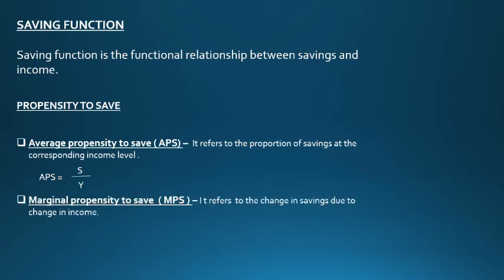Another propensity to save is marginal propensity to save, that is MPS. It refers to the change in savings due to change in income, which can be calculated as delta S upon delta Y. That means change in savings upon change in income.